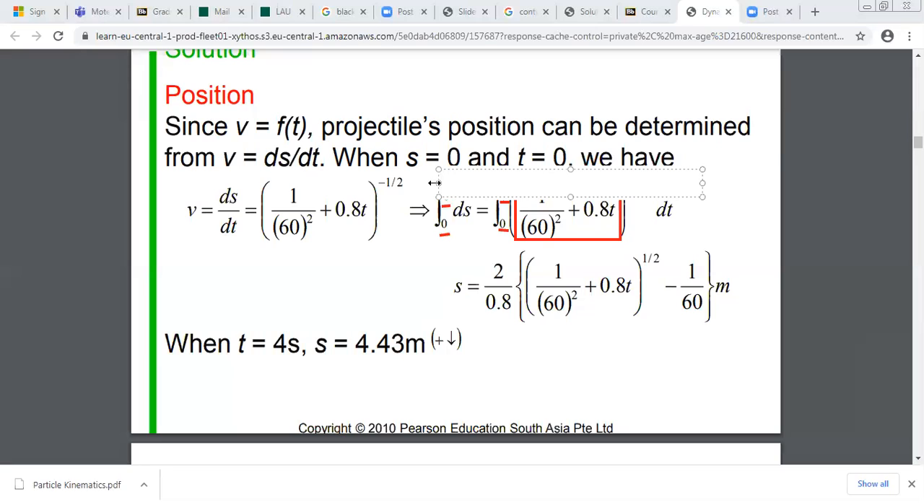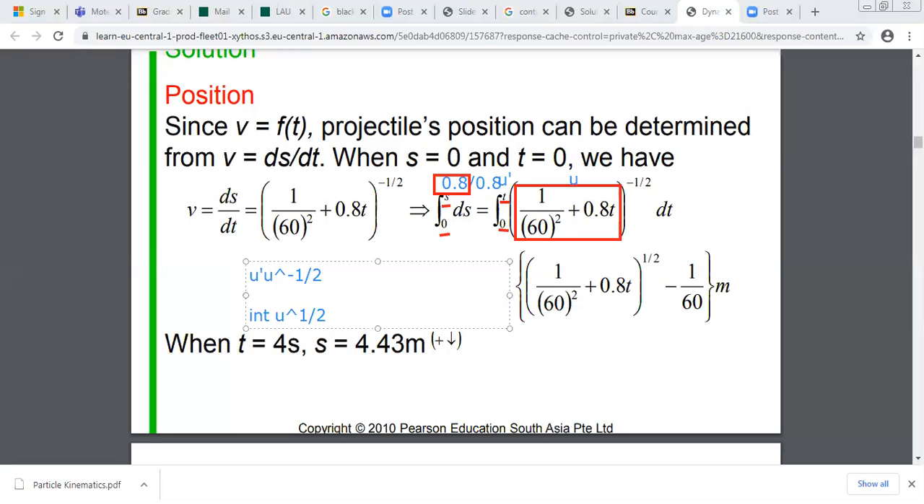So what you do is times 0.8 over 0.8. You will not change anything by doing this, because it's like you are multiplying by 1. So this will be your u prime. And integral of u prime u to the power minus half. So if I have u prime u to the power minus half and I want to integrate it, its integration will give me u to the power n plus 1, which is here minus 1 half plus 1, to the power half over n plus 1, so it's times 2.